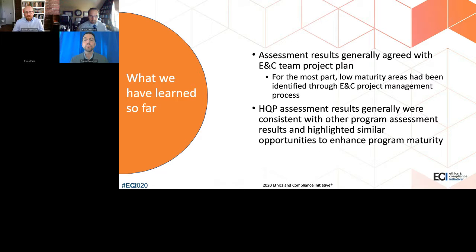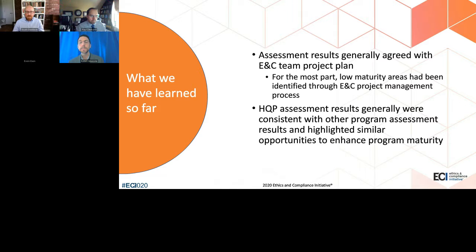The other things that we've learned are that the assessment results generally did track with our project plan. So for the most part, we understood what our low maturity areas are, we've identified them, and we have things working on them. I will say that there were some takes on those low maturity areas that we hadn't really thought about, and this kind of gave us some insight and said, okay, maybe we need to expand something we're doing, but overall pretty consistent.